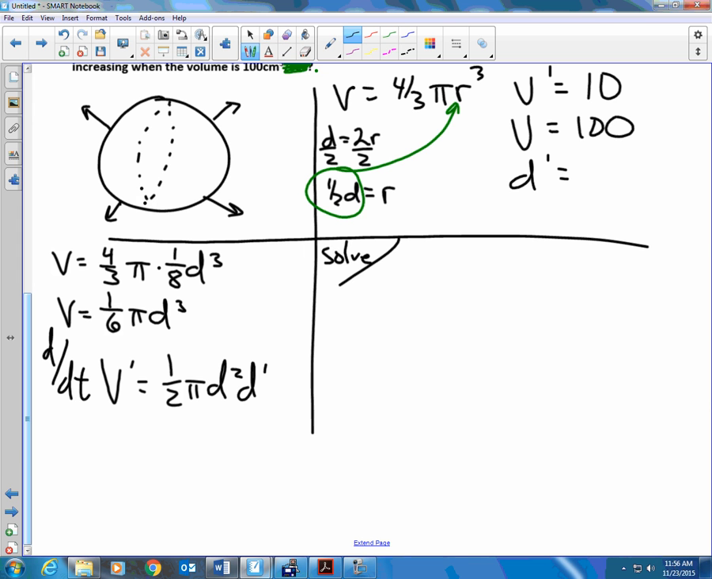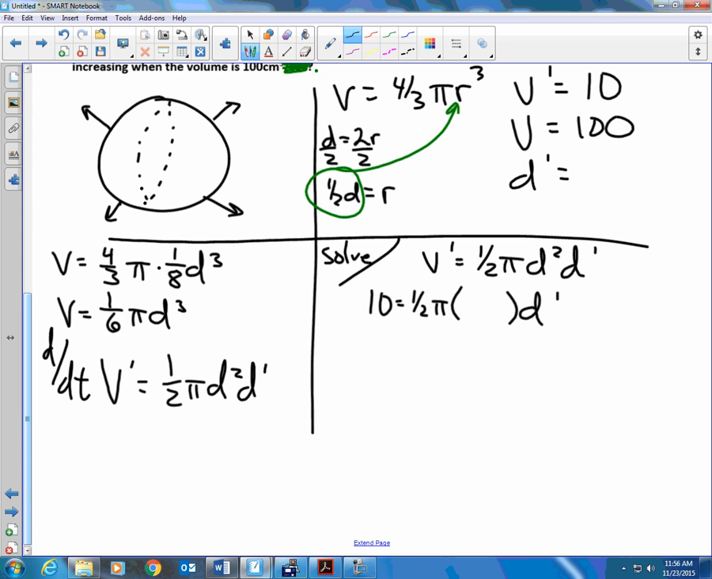Now we're going to do our final solving here. V prime is equal to 1/2 pi d squared d prime. So what I need is I need to substitute, let's see, I know V prime. V prime is 10 equals 1/2 pi. And I want to solve for d prime, but I don't know d. Do I? What to do, what to do. What, Annika? Plug in the 100.